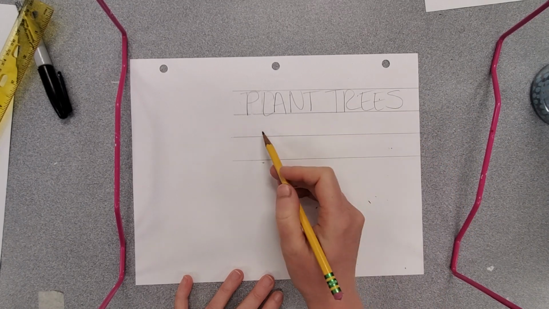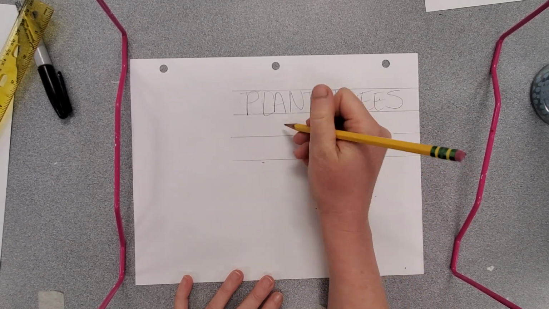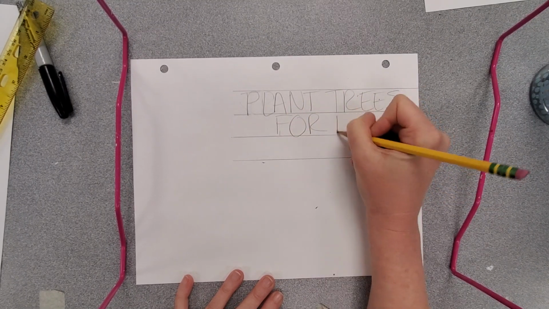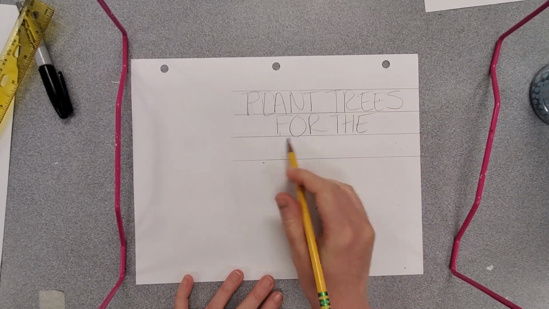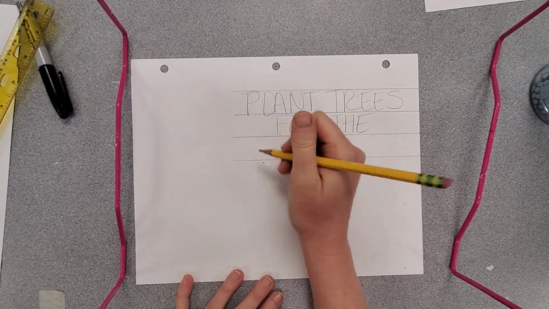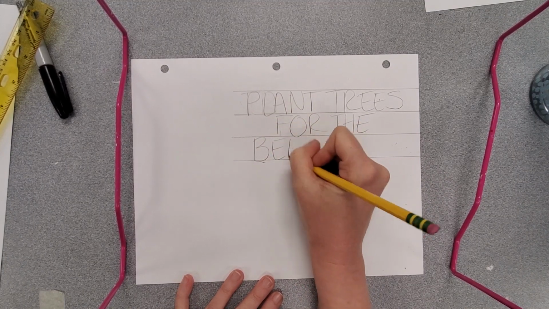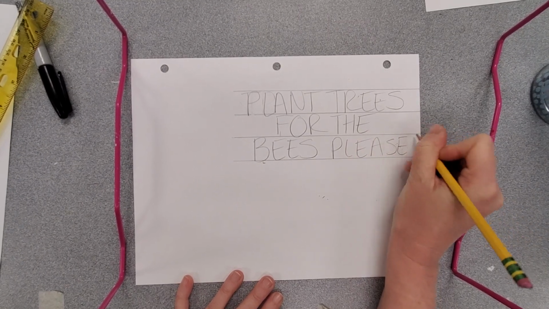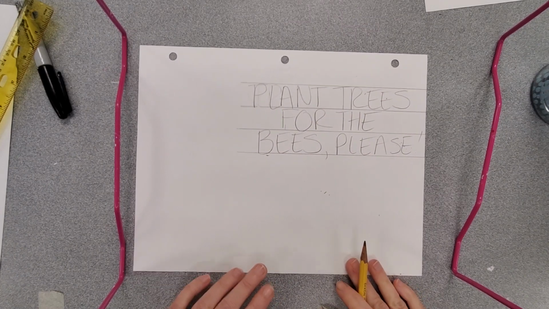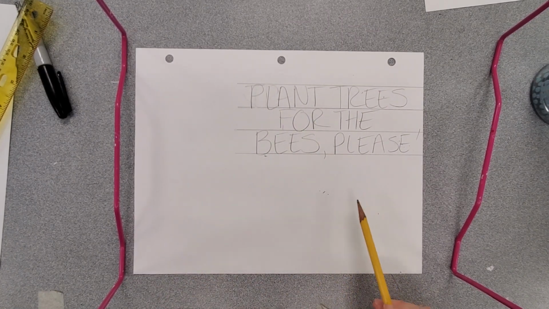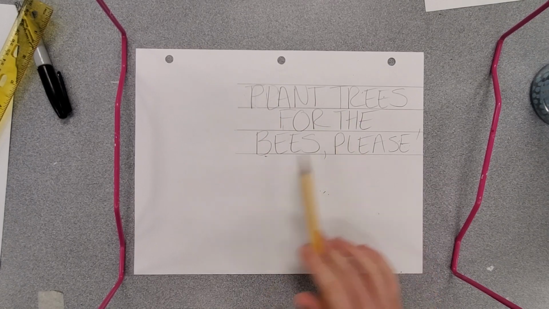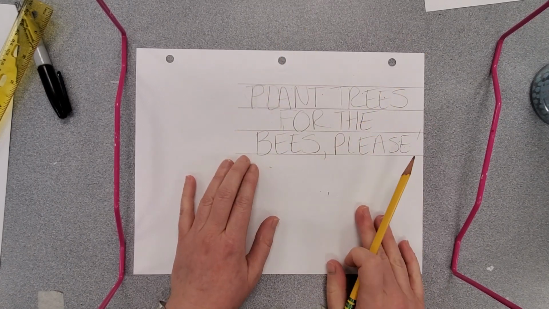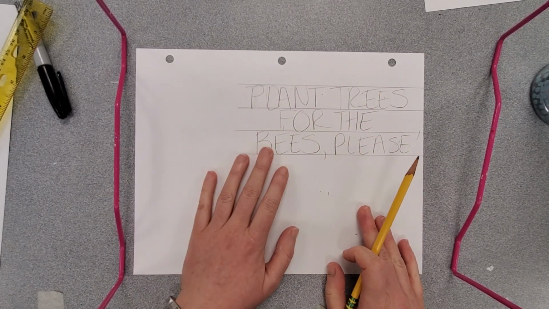Mapping that out. Say I want to do "for the" right in here. Again, touching top, bottom. That's about where it goes. And we'll do "bees, please" down here. Now before you invest time in this, just make sure that this is the correct size that you want and that you've spelled everything correctly. Once you have your lettering written out like so, then you can convert it to block or bubble letters.